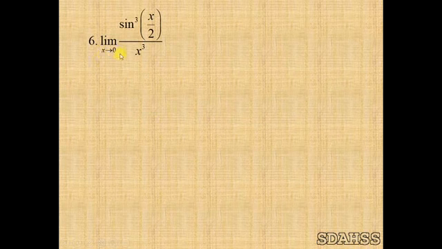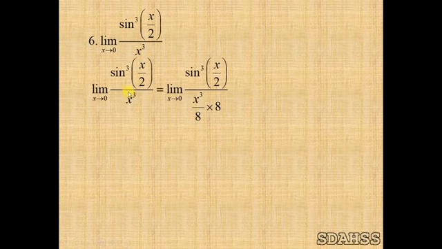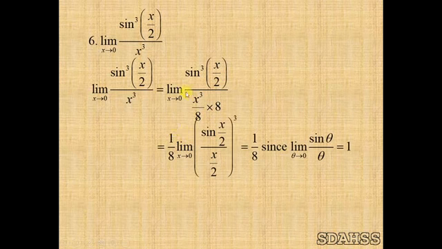Sixth sum. Limit x tends to 0, sin³(x/2) divided by x³. Multiply the numerator and denominator by 8, which is equal to, now 1 by 8 you take outside, 1/8 into limit x tends to 0. So remaining you have sin³(x/2) divided by x³/8.